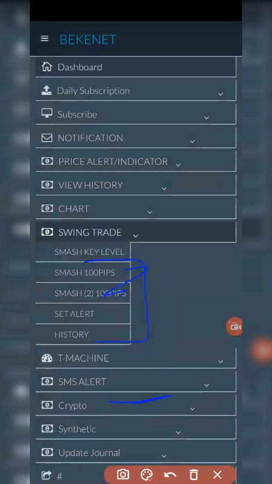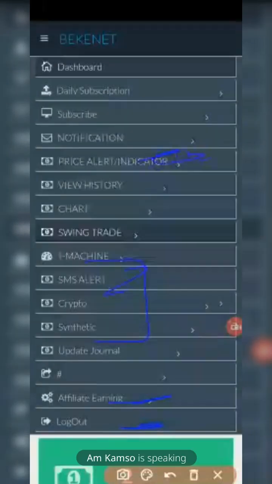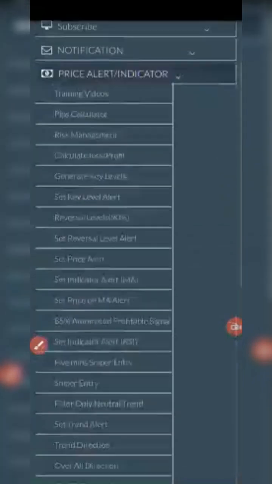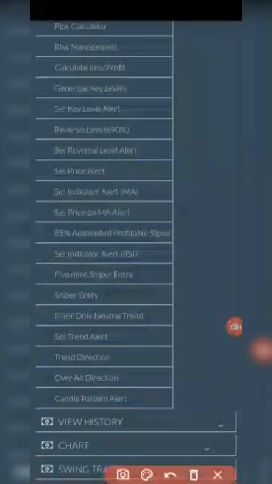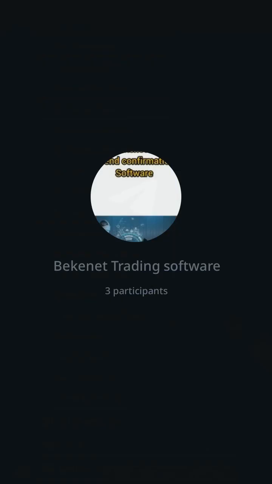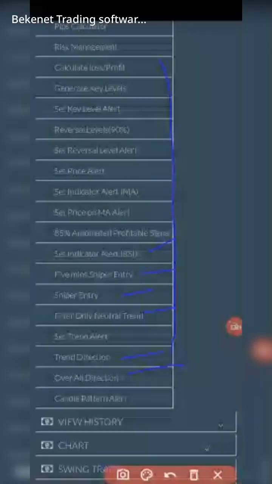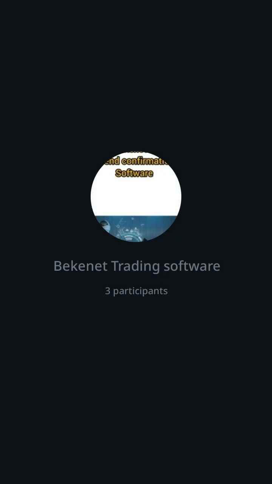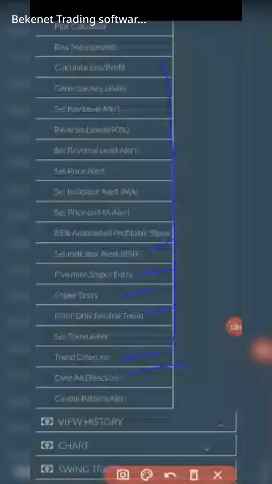This place that you're seeing, the price alert indicator, has a whole lot of functions that are going to help you, especially the sniper entry, overall trend direction, filtered neutral trend, sniper entry, and 5 minute sniper entry. A whole lot of functions that are going to improve your trading journey. But it is dedicated for professional traders. That's why I don't talk more about it, except for pro traders who still want to earn more money apart from using the Smash 100. You understand?